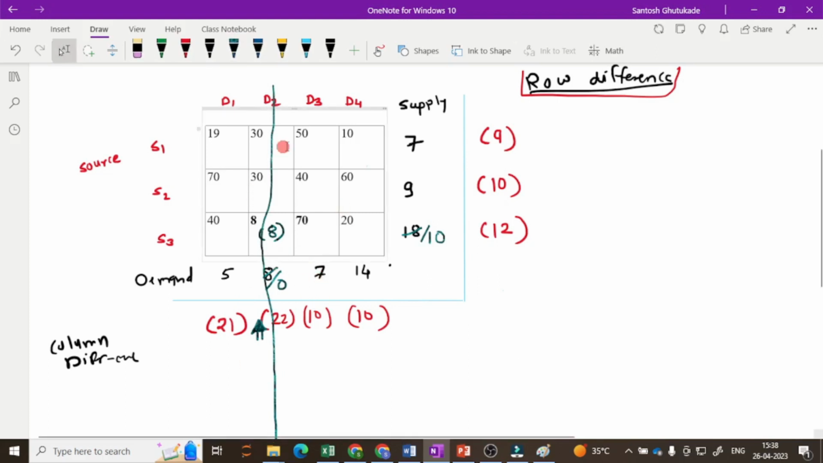Again, this is the first penalty. Now by the same method we are calculating the next penalty. Now 10, 50 and 30, these three elements are remaining. The minimum is 10, the next minimum is 19, so the penalty is 9.